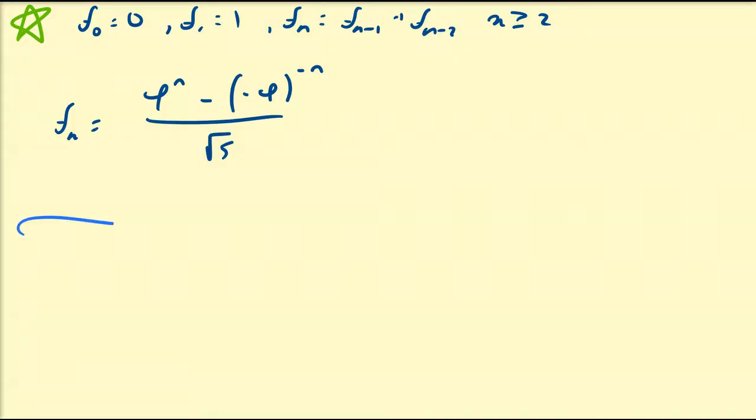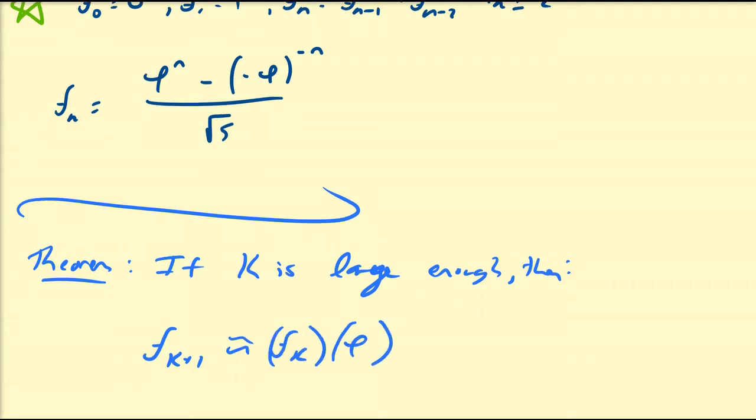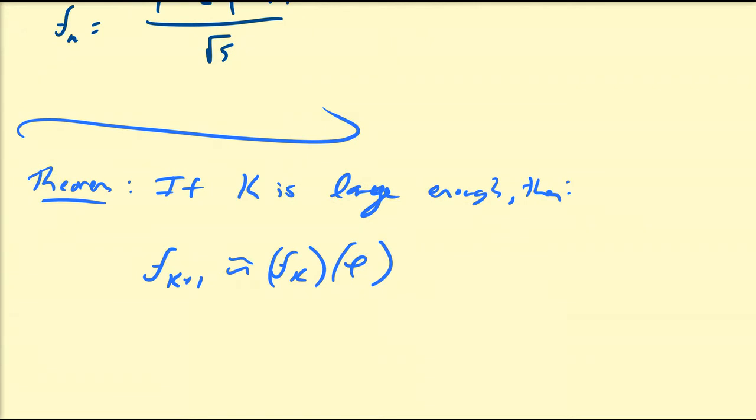Alright, so let's start off by stating the first theorem. So if k is large enough, then the k plus 1th Fibonacci number is going to be approximately equal to the kth Fibonacci number multiplied by phi. So what exactly does this mean? The next Fibonacci number is pretty much just a multiple of phi from the Fibonacci number that we're on, right? So the Fibonacci numbers are just multiples of phi in a way, assuming k is big enough.